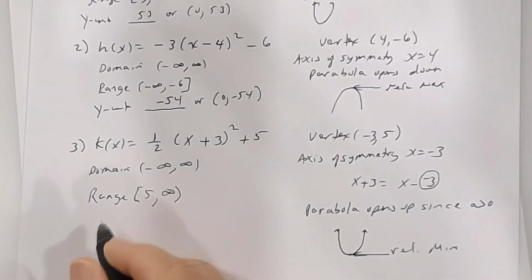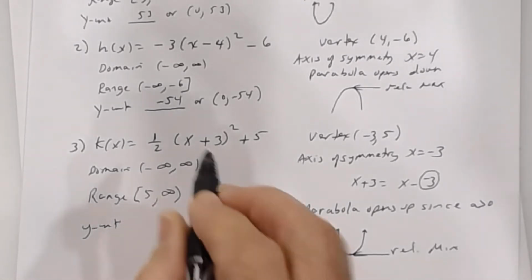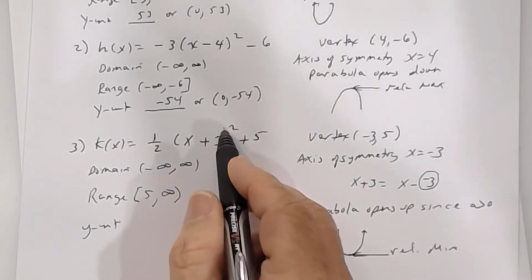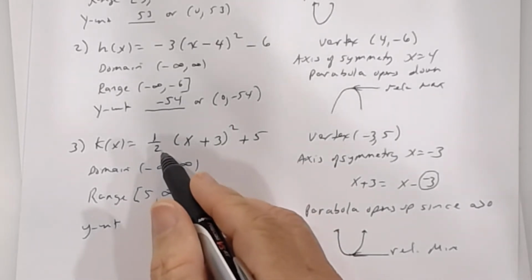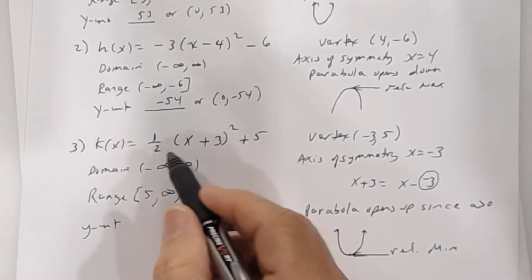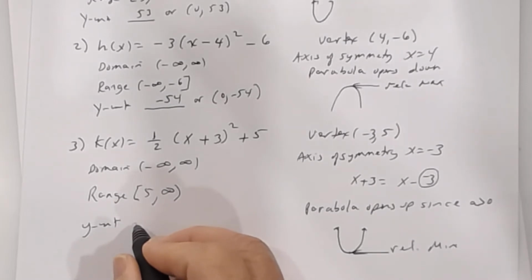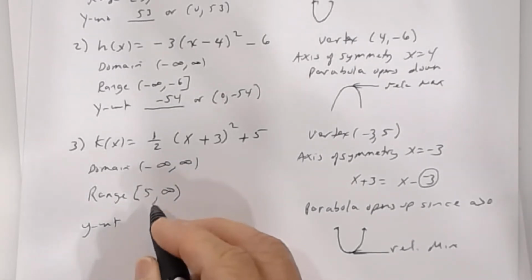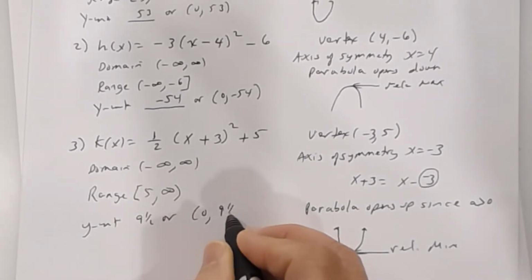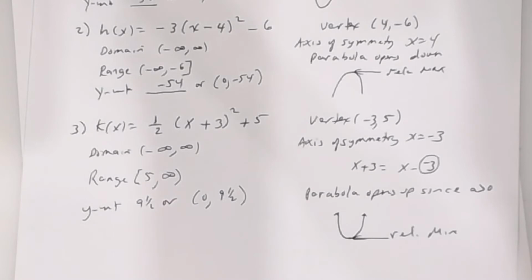All right, next one. Y-intercept. Let x equal 0. What's 0 plus 3? 3. 3 squared? 9. 9 times a half is 9 halves, or 4.5, right? 4.5 plus 5? 9 and a half. So my y-intercept is 9 and a half, or (0, 9 and a half). Okay? On the test, if you put (0, 9.5), will we get it wrong? No, because 9.5 terminates, so you're fine.